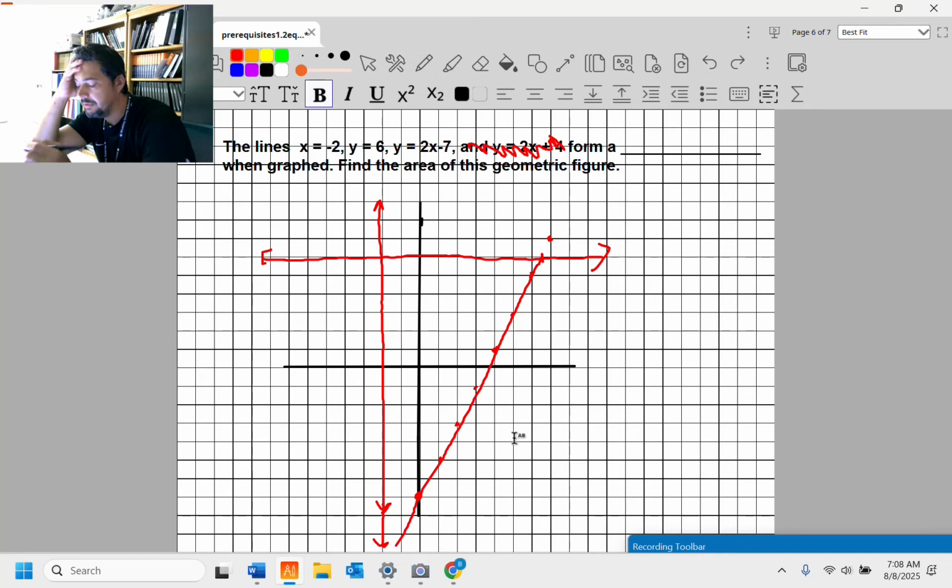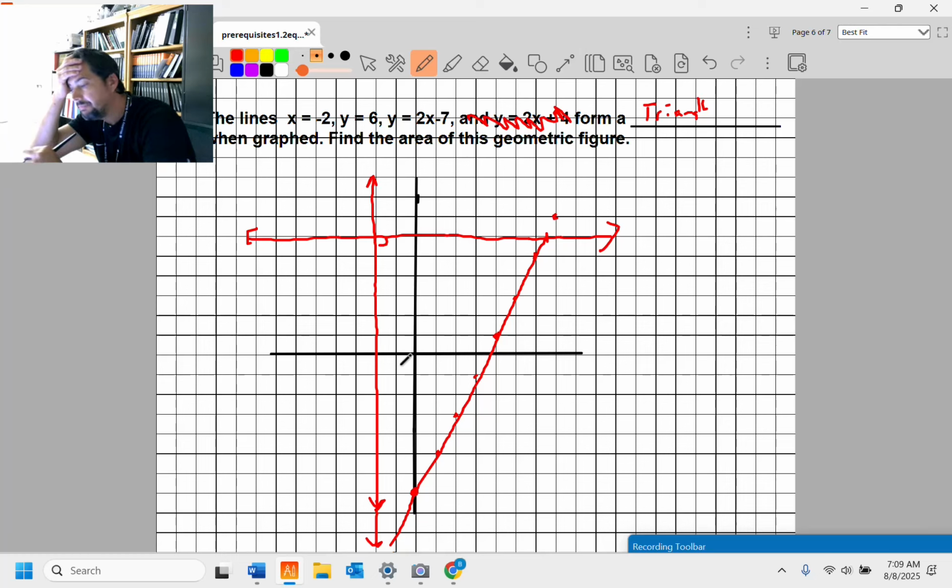Oh well. Now, I need to figure out where these things intersect. Now, I did form a triangle. It happens to be a right triangle, because those lines are perpendicular to each other. We have an intersection here at -2, 6. We have an intersection here at 6.5, 6.